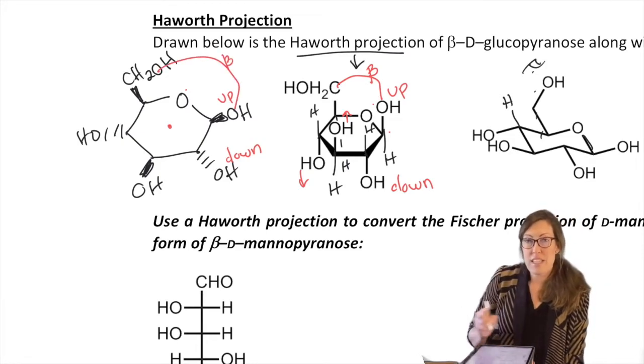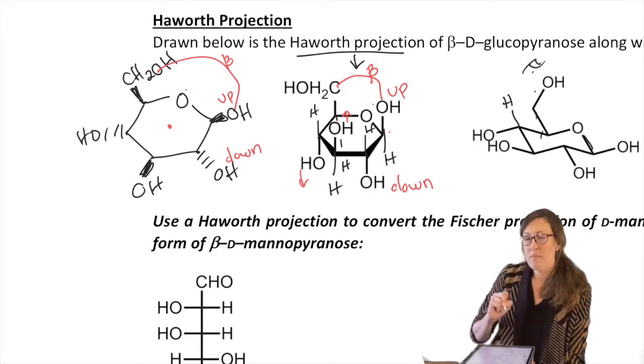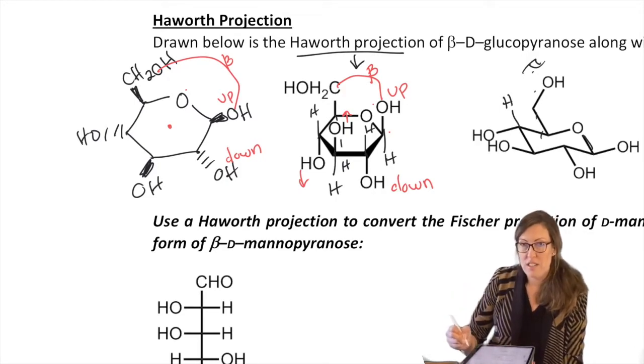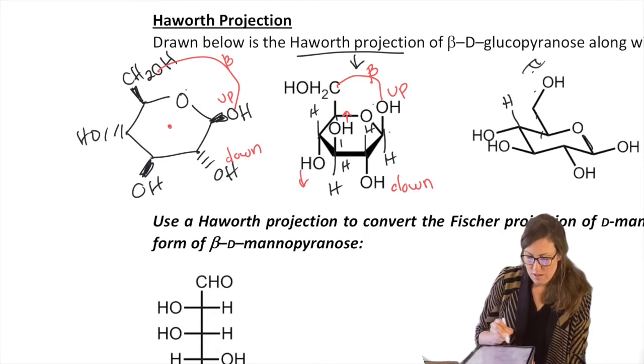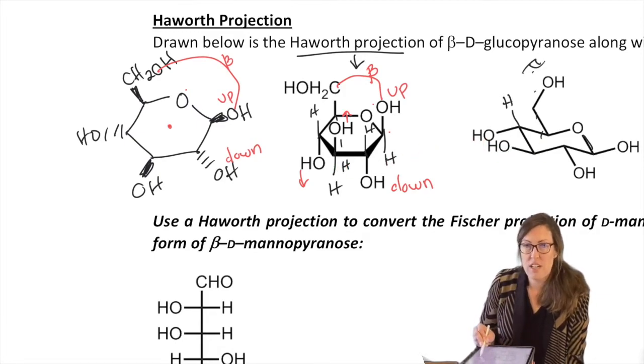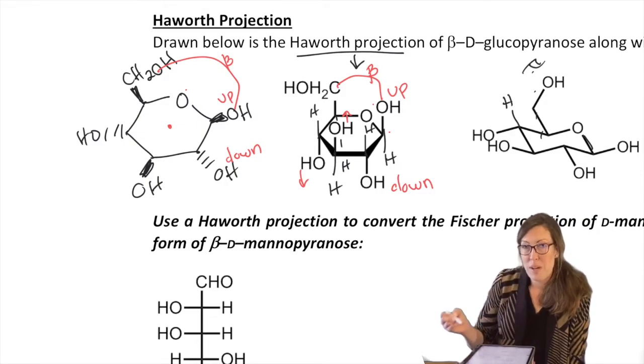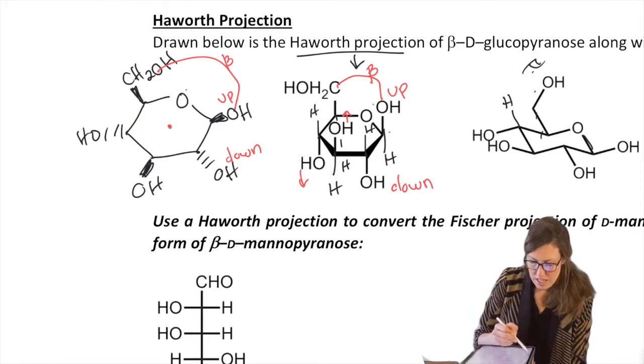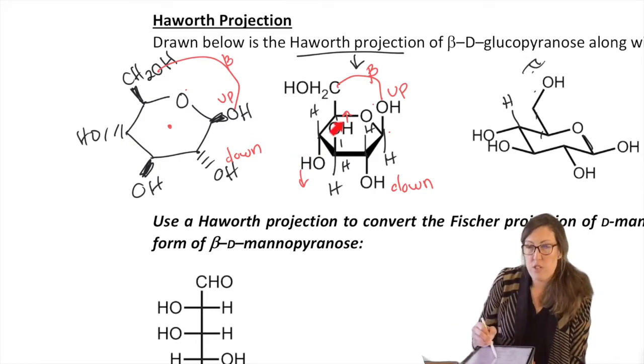And then finally, the last way we'll represent the ring is, of course, the chair. Both of these are very popular. I see these in literature all the time. The chair is very well established and a good way to represent what's going on in 3D space. It's probably the best way, actually, because we know they're not straight up and down bonds. But the fastest way to draw it is certainly a Haworth.